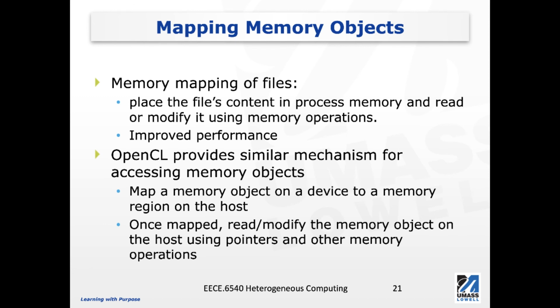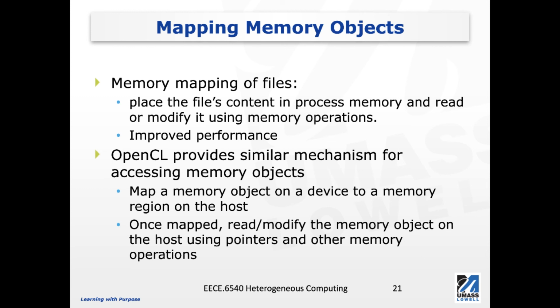Mapping memory objects. We can recall that in C programming, when the OS supports it, we can map a file's content into process memory and read and modify it. That's the case where we use memory mapping. For example, if we want to modify the contents of a file, we can place the file's content in process memory and map a specific memory region to that content, and then use memory operations to read and write that file.